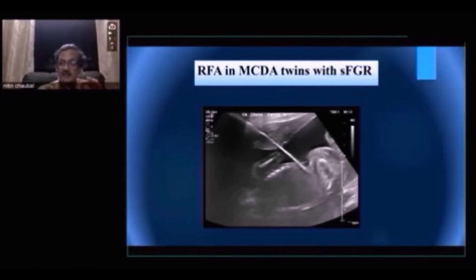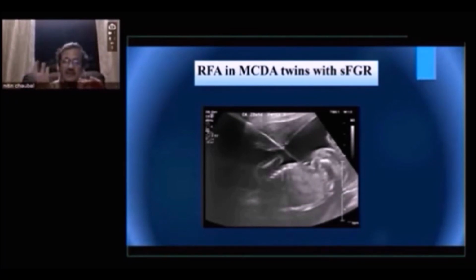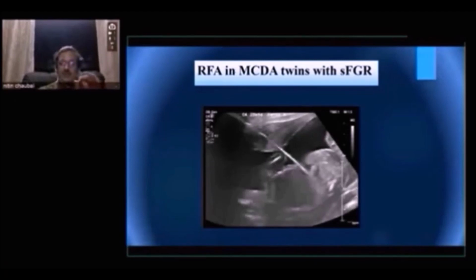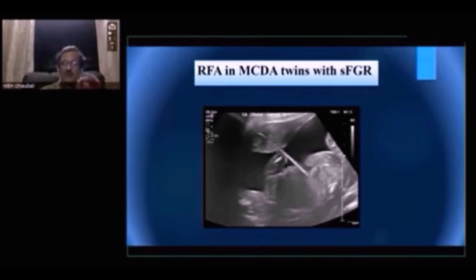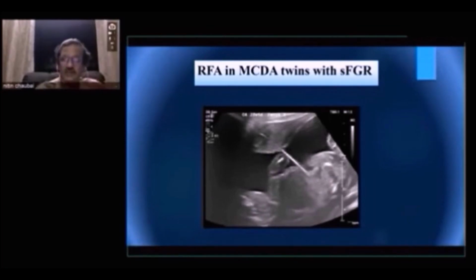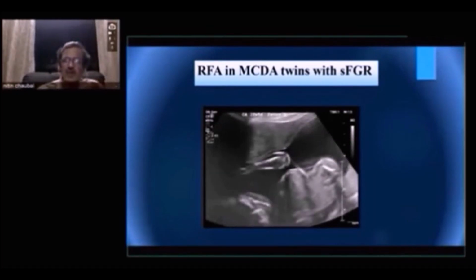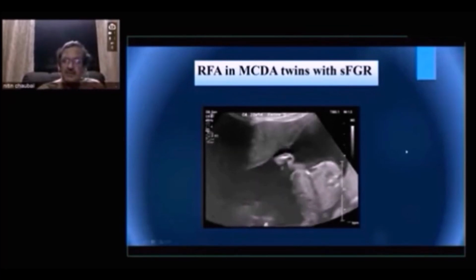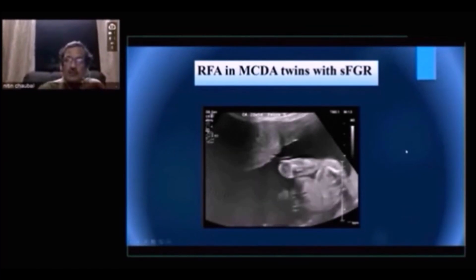Technically, it is easier, and even the size of the needle is really small, just about 17 gauge. But the problem is that sometimes it takes time for the procedure. Sometimes you have to repeat the procedure, and the results may not be seen very immediately. So these are the drawbacks, but technically it is much, much easier as compared to bipolar cautery.